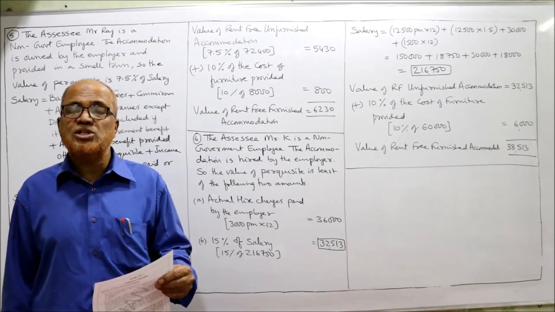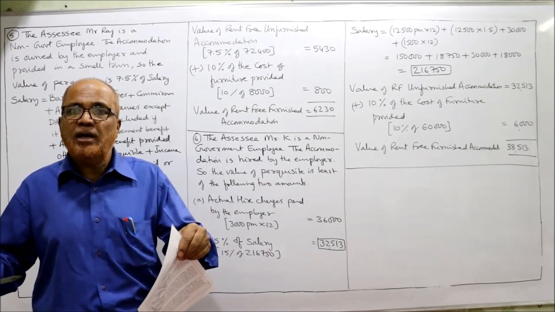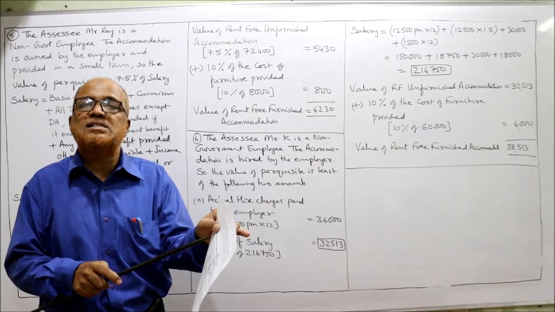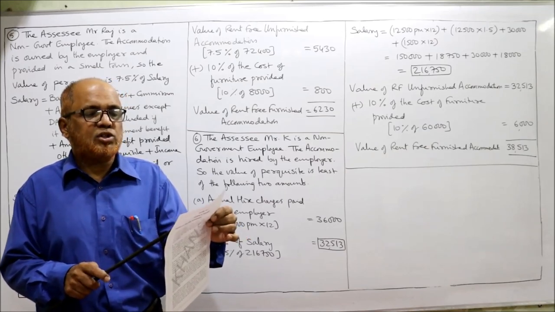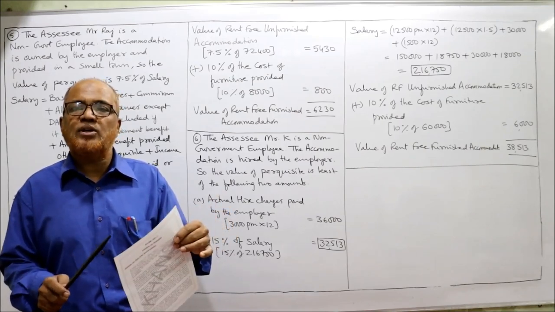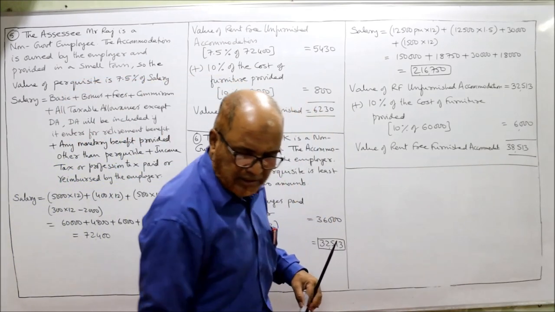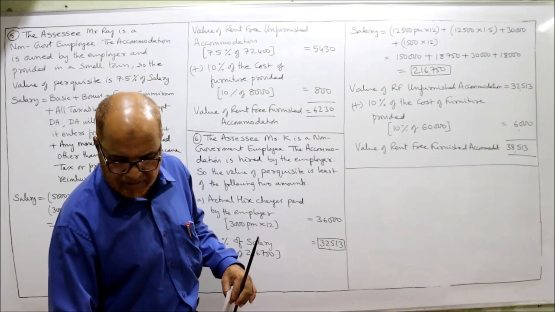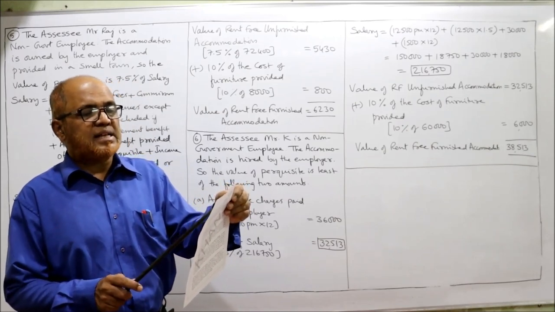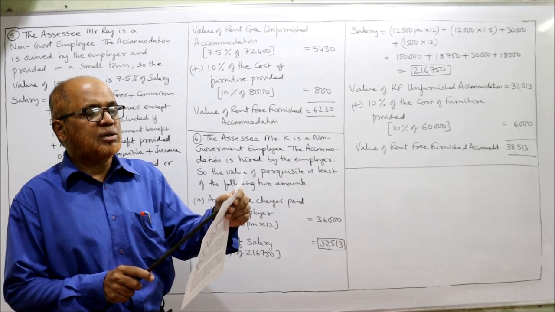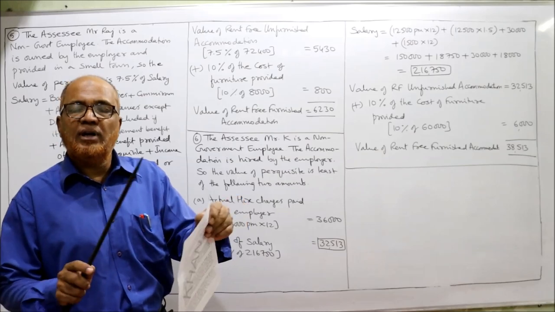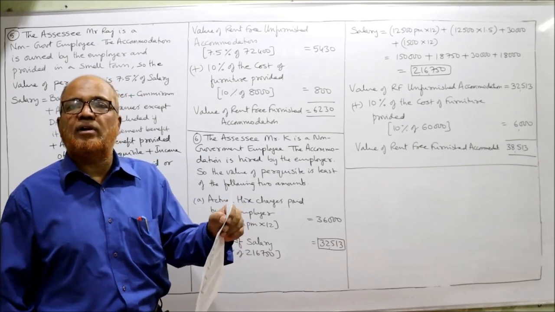But we have to see whether the accommodation is owned or hired. If it is owned, then only we require the size of the town. If it is hired, we don't require the size of the town. His salary particulars are as follows. Basic pay 1,50,000 per annum. So per month, 1,50,000 divided by 12, you get 12,500. DA 63,000 per annum. It is not specified as entering for retirement benefit, so ignore it. DA will not be taken into consideration.